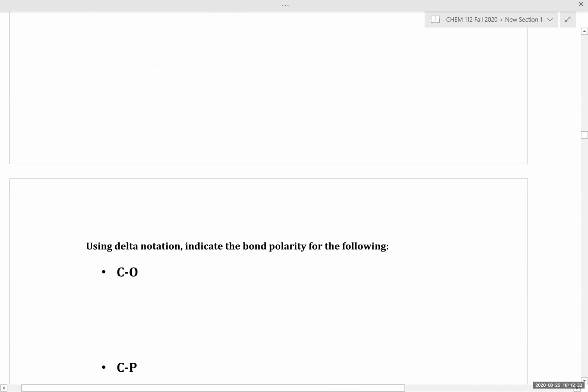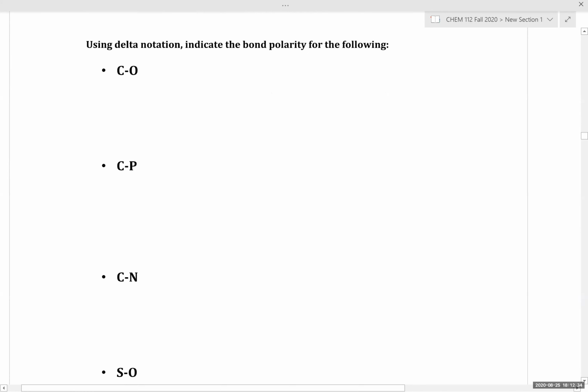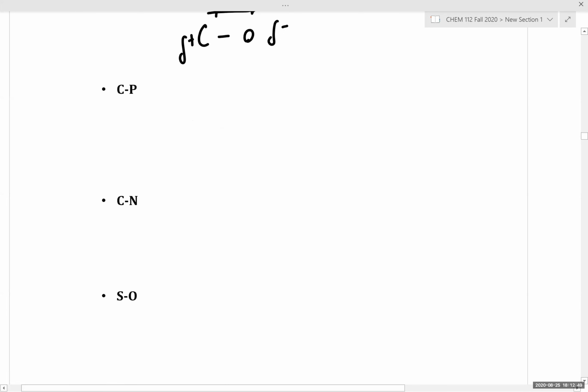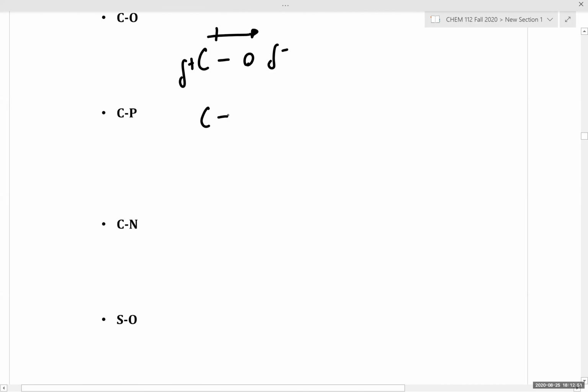So continuing on, just to apply what we've learned, we're going to indicate the bond polarity for the following bonds. For a carbon-oxygen bond, that's going to be polarized very clearly towards oxygen. This one's interesting: carbon-phosphorus bond. Which atom is more electronegative? This seems like a small piece of trivia, but it comes up in organic chemistry too. Which atom is more electronegative, carbon or phosphorus?